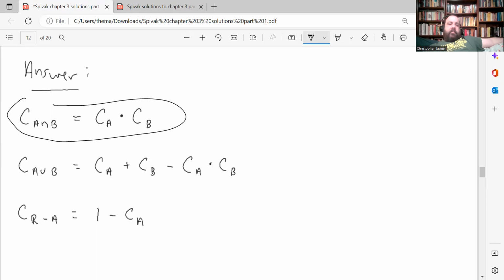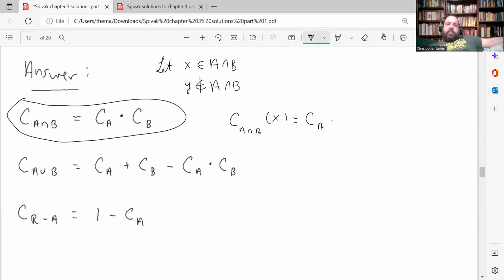For example, in this first part here, if you want the indicator of A intersect B, you take the product of the indicator functions for A and B. So for example, if X is an element of A intersect B and Y is not an element of A intersect B, then if we evaluate this at X, using the definition that we just made, this is defined to be C_A of X times C_B of X. And since X is in the intersection of A and B, C_A of X is 1, C_B of X is 1, so you get 1.